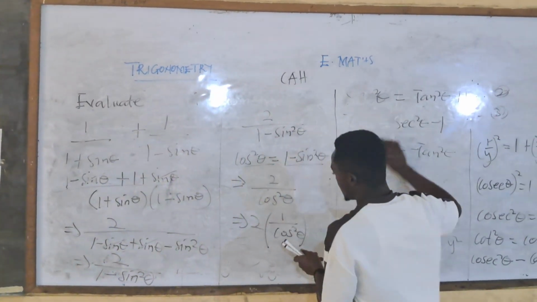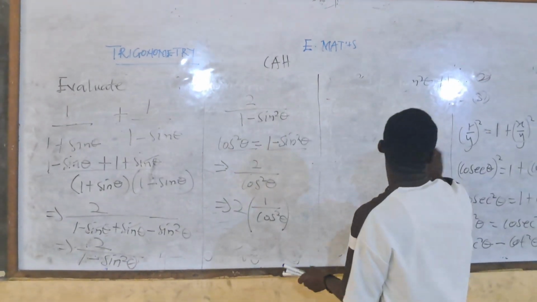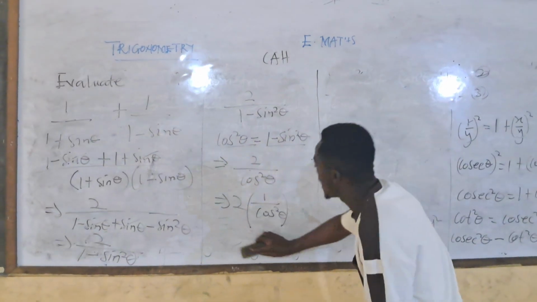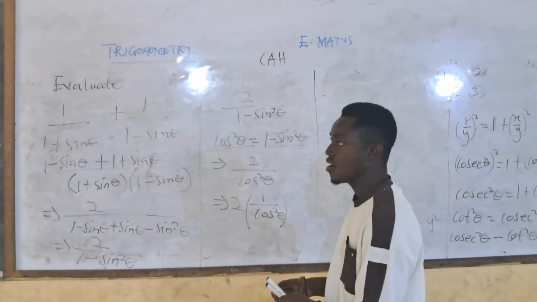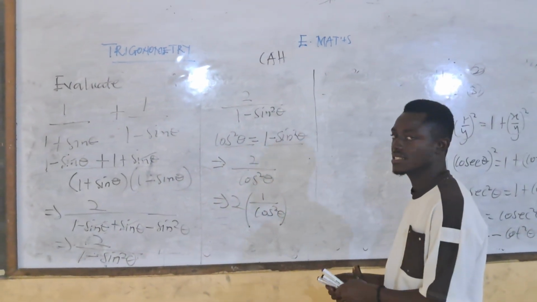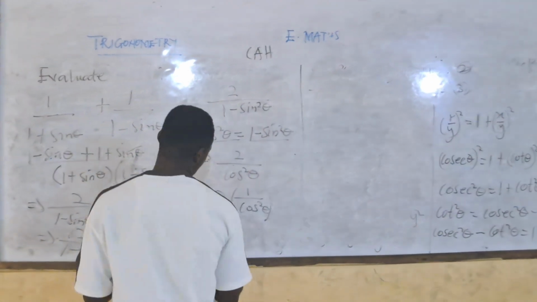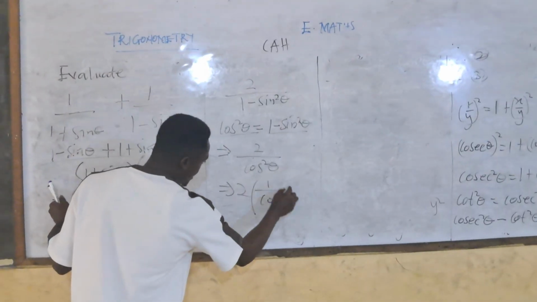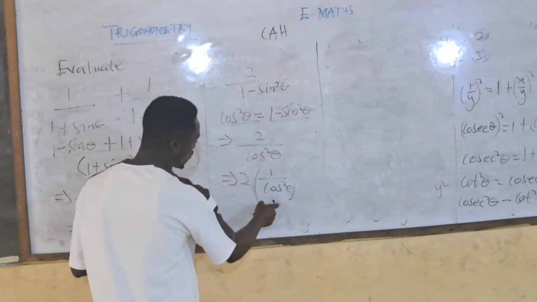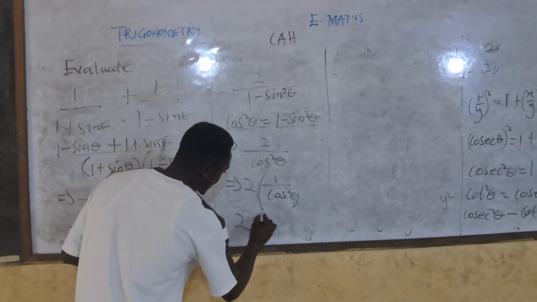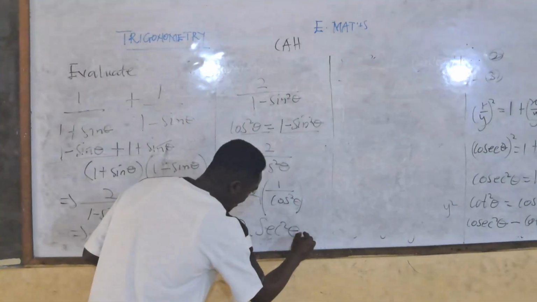And we know that this is the inverse of cos. The reciprocal of cos will give us what? The reciprocal of cos will give us sec. So we know that this is the reciprocal of cos, and the reciprocal of cos, the identity, is sec. But here it is squared, so it is sec square theta.